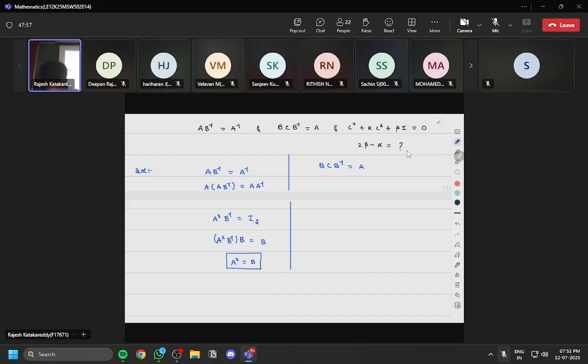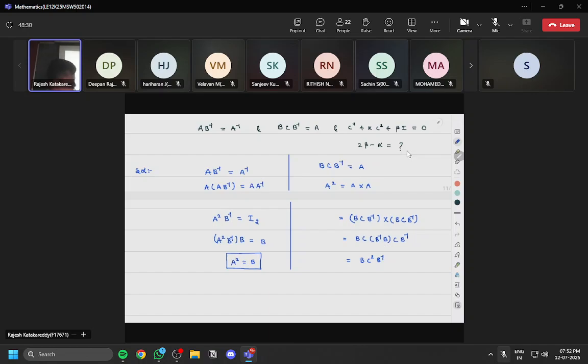I have, let's say, A square is equal to A into A. That A into A we can say B C B inverse into B C B inverse. Matrix multiplication is associative. I can write B C B inverse into B C into B inverse. Now I have identity in between. This is B C square B inverse is what I have.